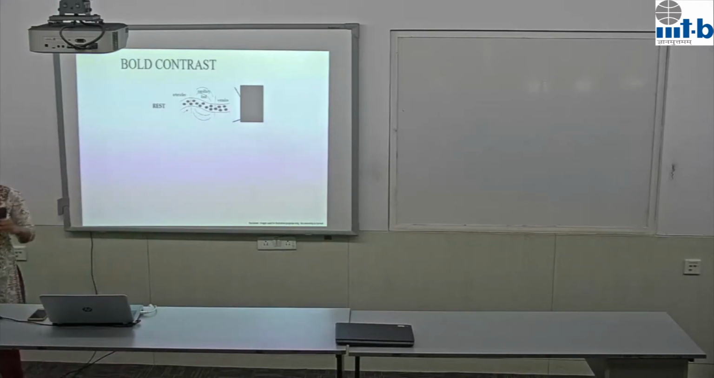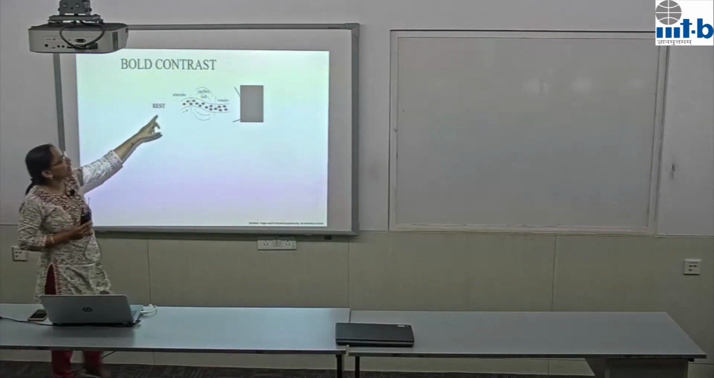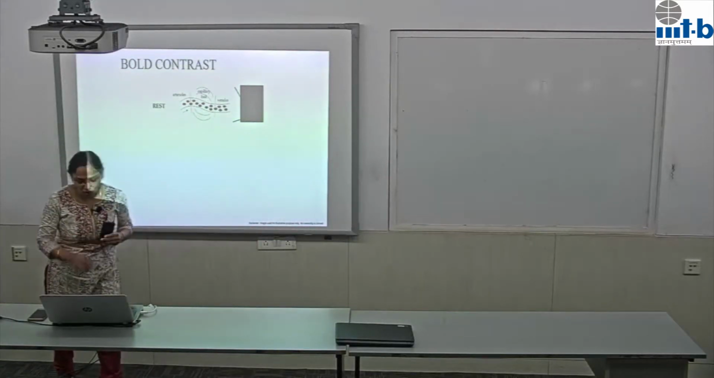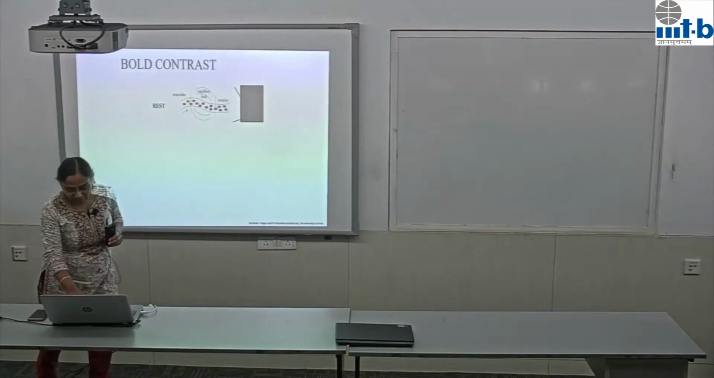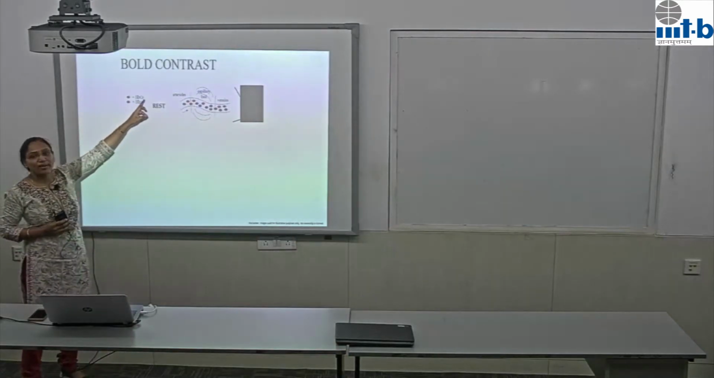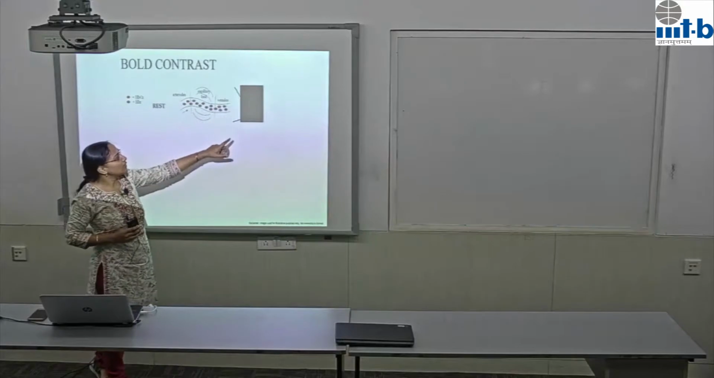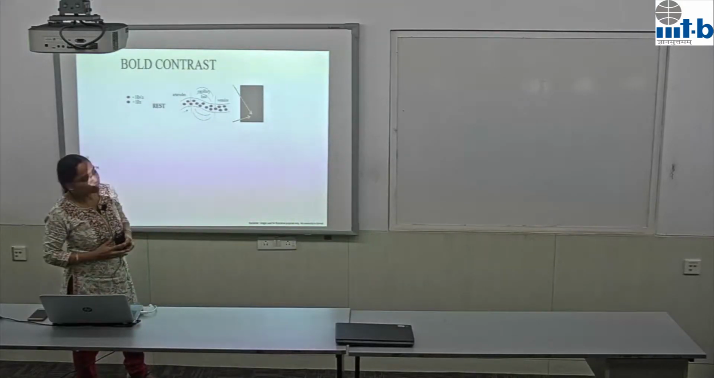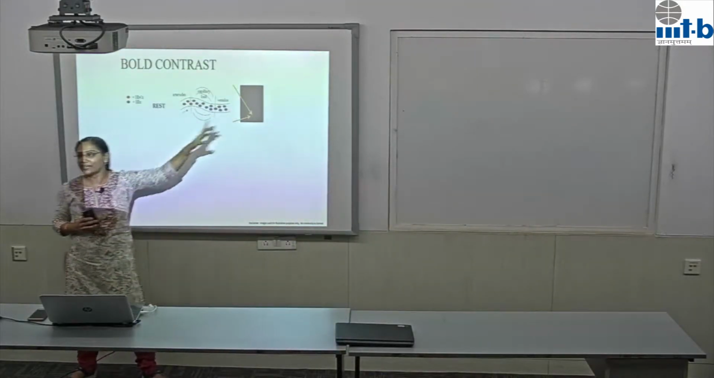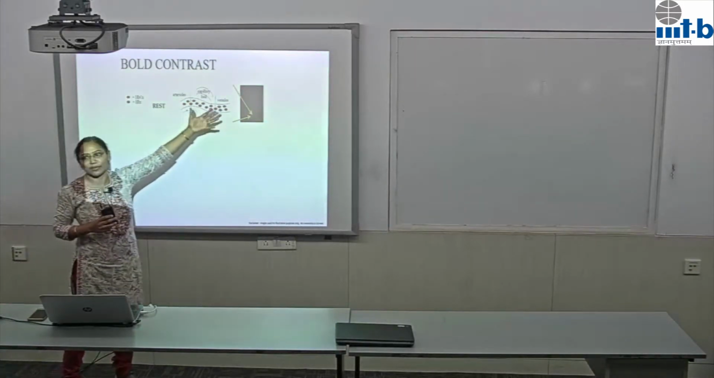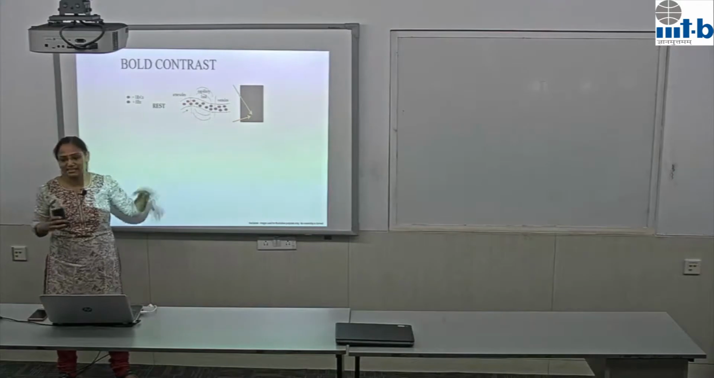When the person is at rest, the blood flowing through his neuron has a good mix of what is called oxygenated blood and deoxygenated blood. It's almost at equilibrium. So when you focus on any neuron there, you don't see any activity happening because he's at rest.